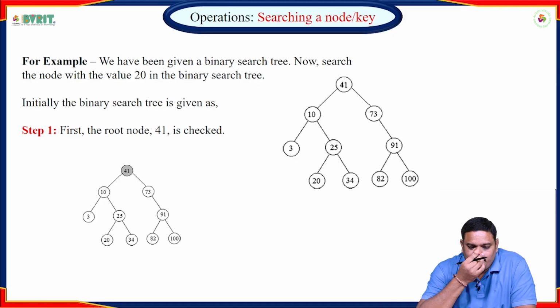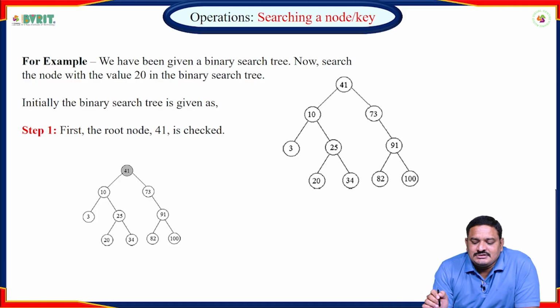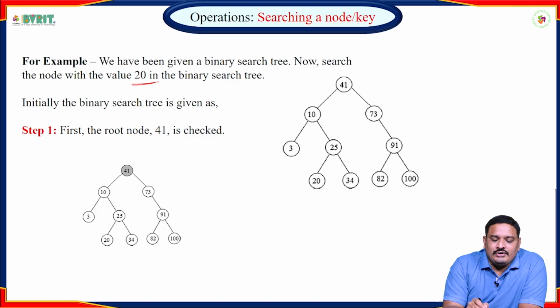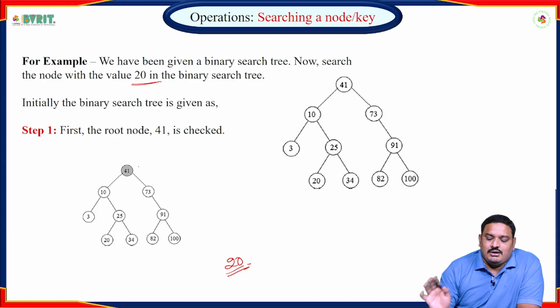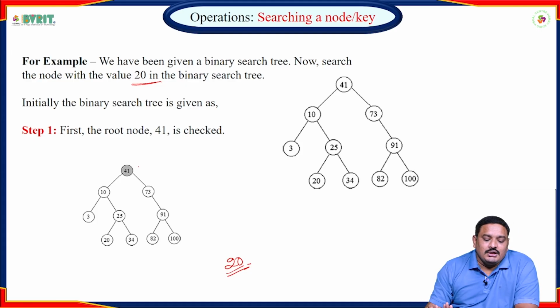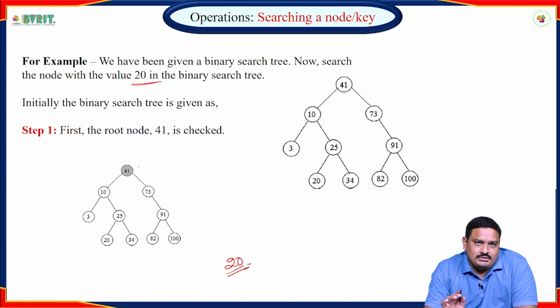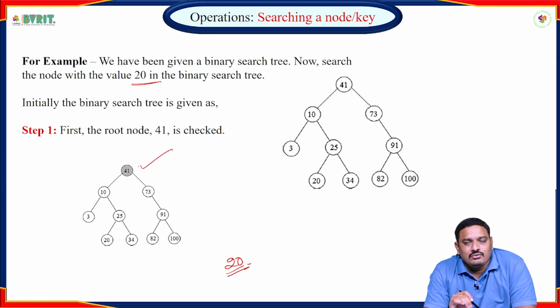In this example, we have a given binary search tree. The search node is 20. The value 20 will be searched to see whether it is present in the tree or not. First, the root node is checked. What is the root node? 41 is the root node.